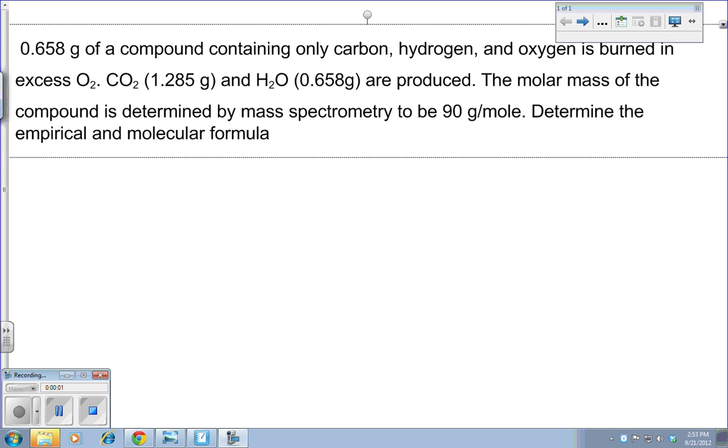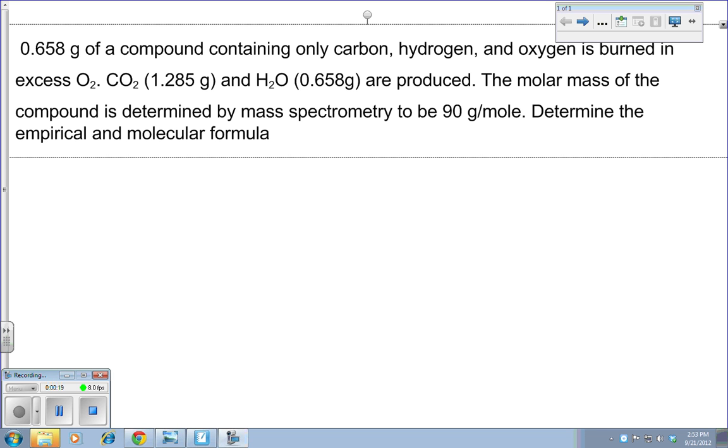Determining the empirical formula of a compound from combustion usually involves the formation of CO2 and water, and then if the hydrocarbon contains oxygen, you determine the amount of oxygen by subtraction. So let me work this problem.